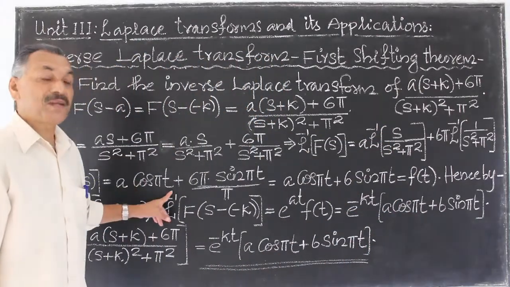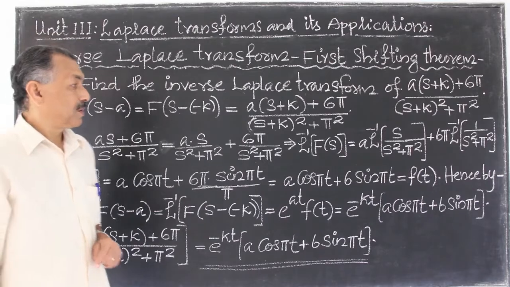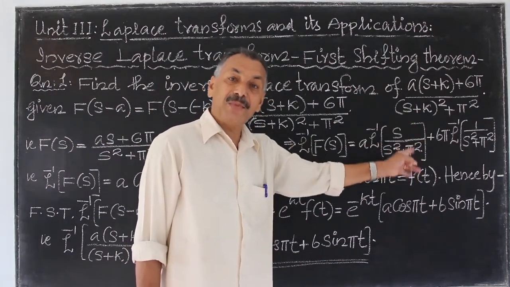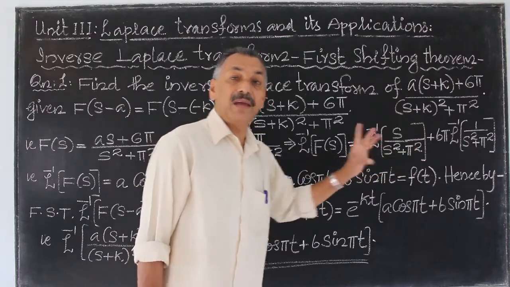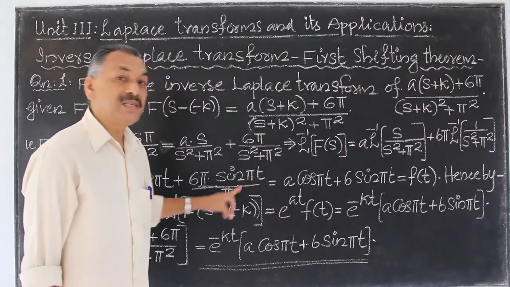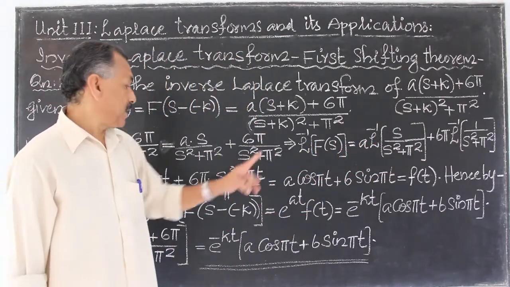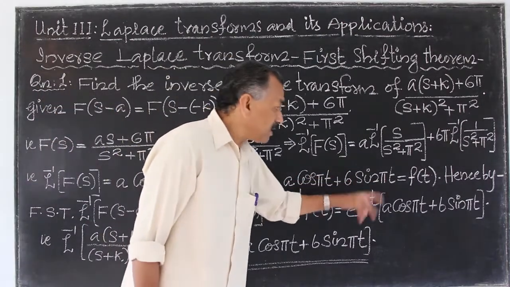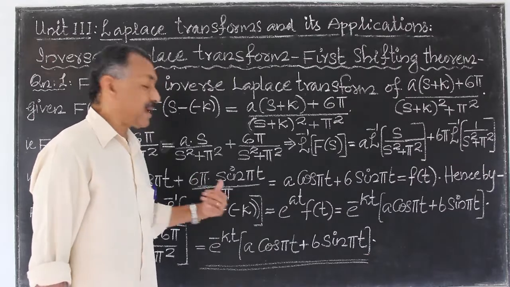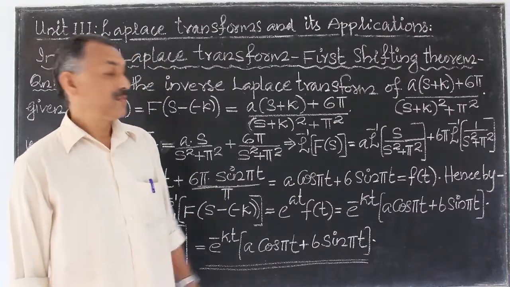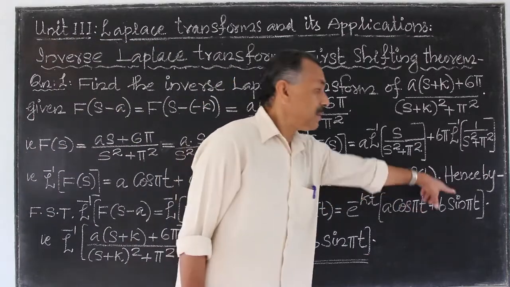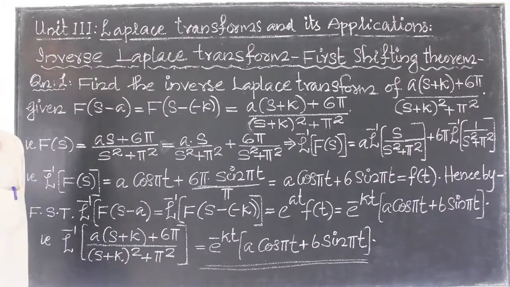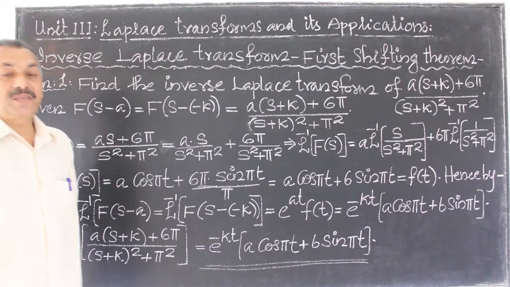That is A into cos πt plus 6π into, what is L inverse of 1 divided by s² + a²? It is sin at by a. That is sin πt divided by π. 6π into sin πt by π, that is A cos πt plus 6 sin πt. That is f(t). Then hence by the first shifting theorem, the inverse property of the first shifting theorem. What is the first shifting theorem?